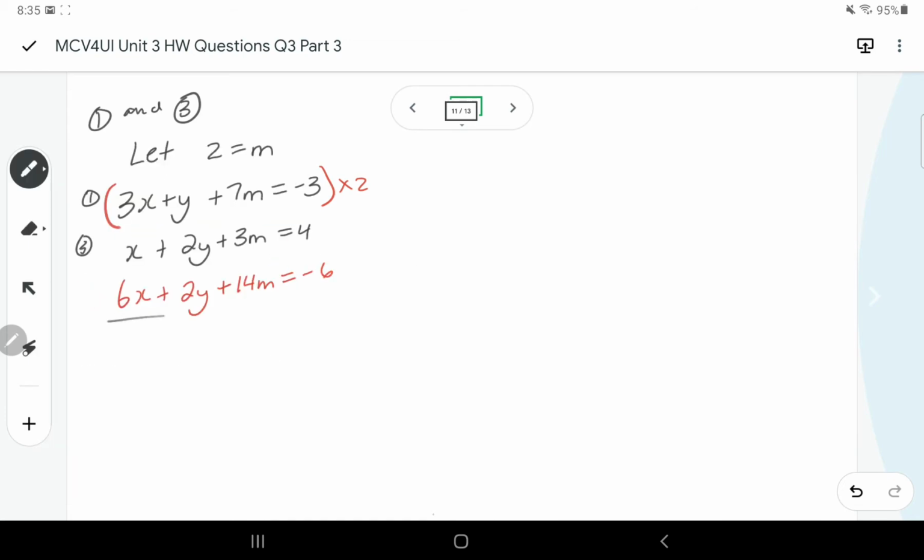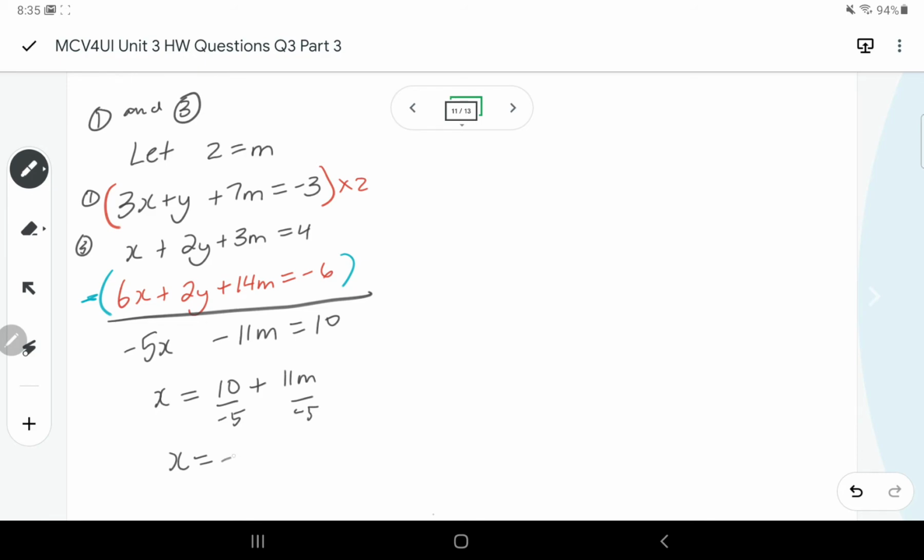And then I'm going to subtract these equations to eliminate that. So I get negative 5x minus 11m equals 10, and then x equals 10 plus 11m, and these are over negative 5, and x equals negative 2 minus 11 over 5m.